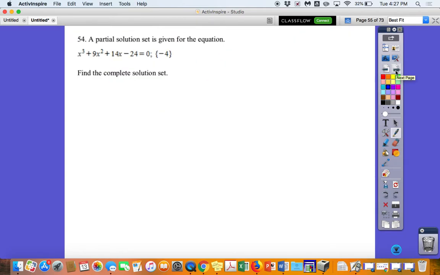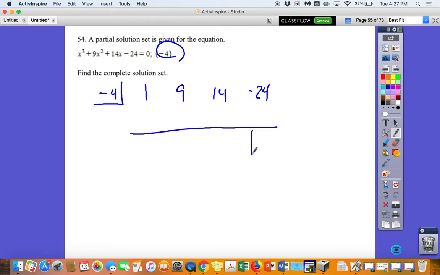Okay, so a partial solution set is given for this equation. Find the complete solution set. So remember, they're telling you to do synthetic division with that one. And there are no skips or jumps, so we got 1, 9, 14, and negative 24. I wouldn't worry about doing P over Q and Descartes' rule of signs because this is a cubic. And once you run this one solution through, you're going to have a quadratic, and you can either solve it by factoring, square root property, or you can do the quadratic formula. Either one of those is going to work, and you don't really need the other.